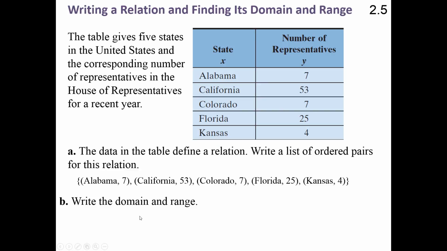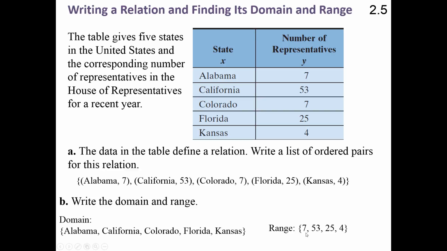Now we want to identify the domain and range. The domain is the set of first elements in the ordered pair. So the domain in this case is just the states, Alabama through Kansas, and the range is the second item in the ordered pairs. So the range for this example would just be the numbers 7, 53, 25, and 4.